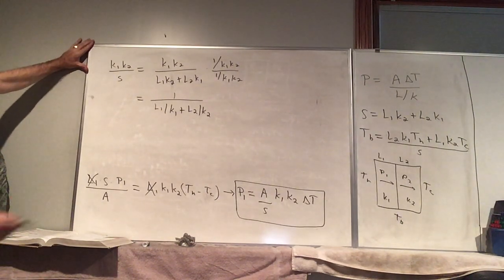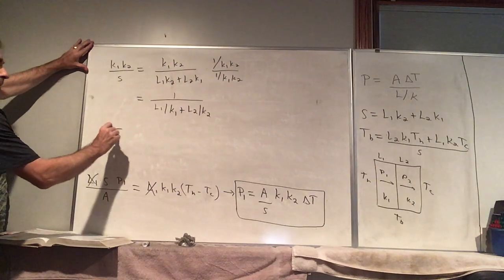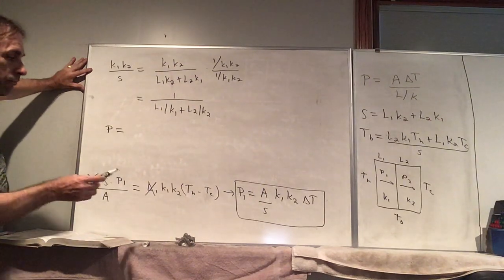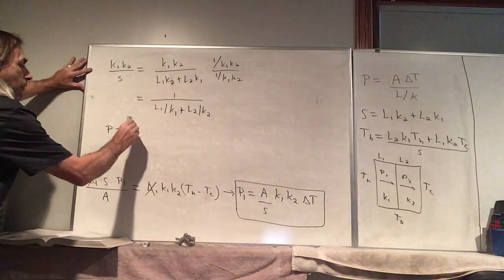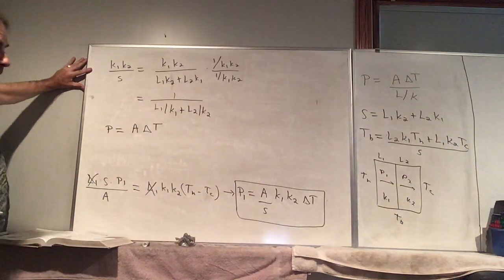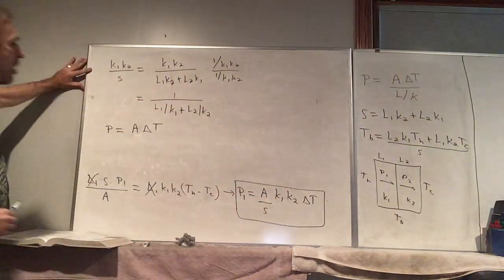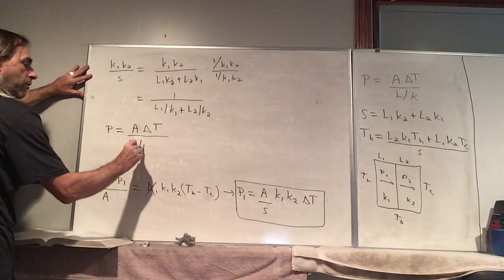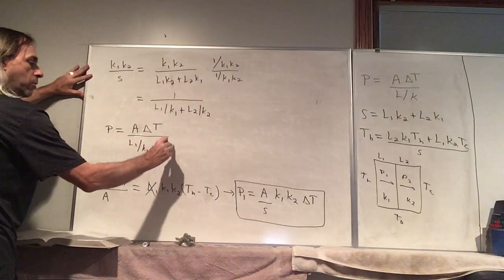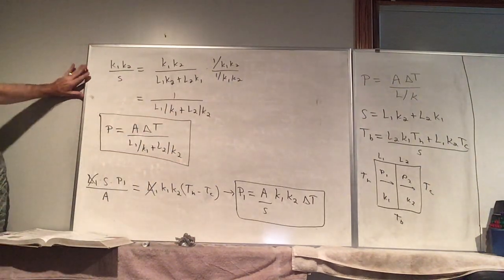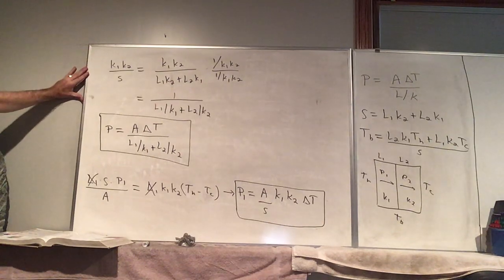So finally, we can write our answer. So we have A delta T and then times K1, K2 over S, which is this. So we have 1 on top, so then we have L1 over K1 plus L2 over K2. And this is kind of our final form. However, let's write this down and move on.